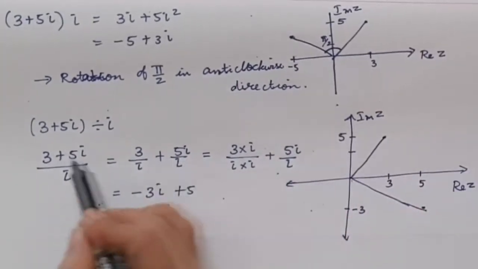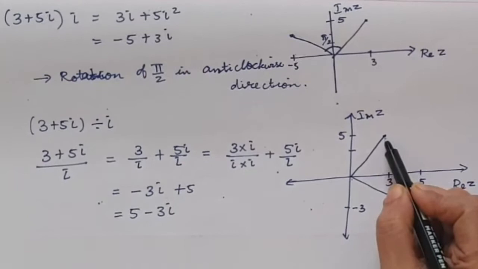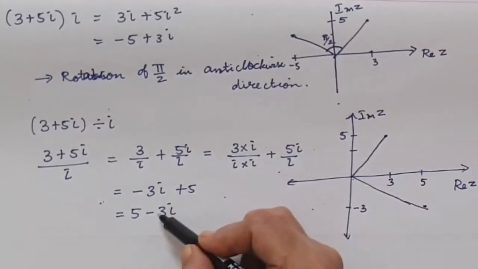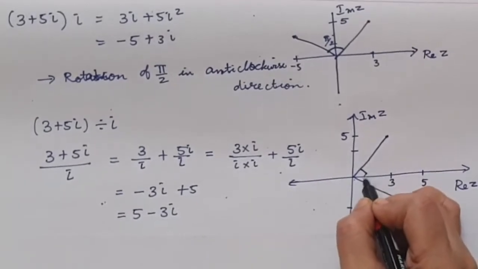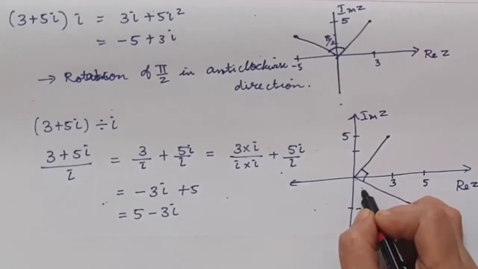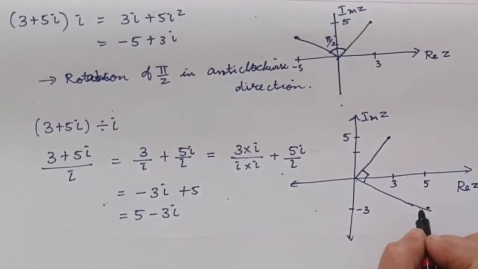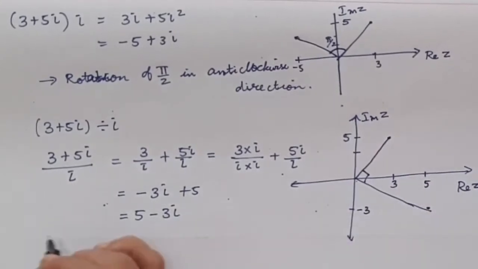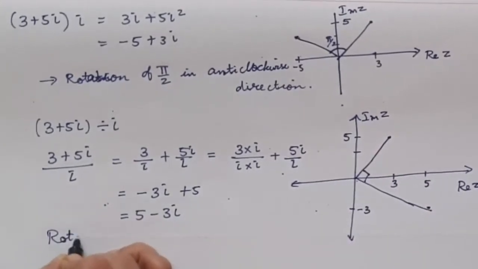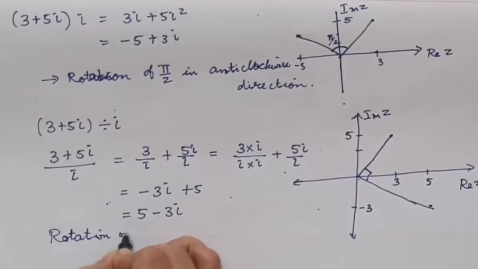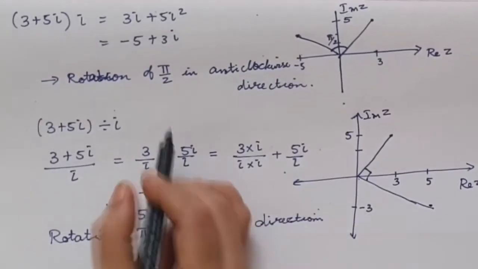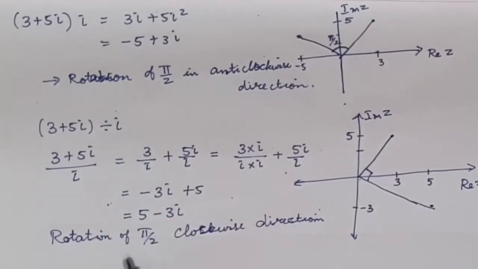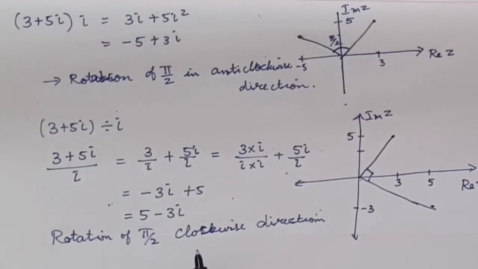Now when we represent it, it is 3 plus 5i. When we divide by i, we get 5 minus 3i. So we see that it is rotated 90 degrees in the clockwise direction about the origin. So it is a rotation of pi over 2 in the clockwise direction. So for multiplication, it is anti-clockwise, and for division, it is clockwise about the origin.